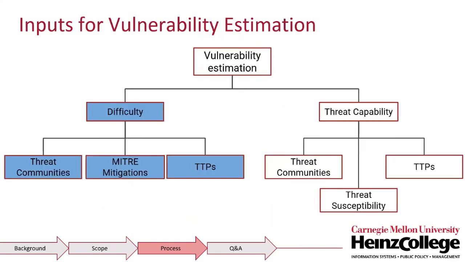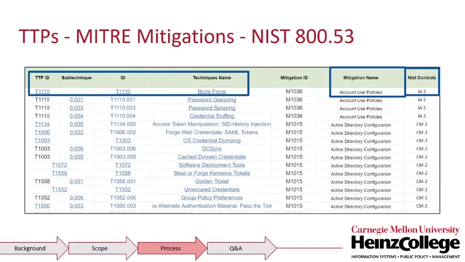Okay, so the left side of the ontology illustrates the inputs used to estimate the difficulty factor, while the right-hand side shows the inputs to estimate the threat capability. I will first start by explaining how we estimated the difficulty factor as presented in the blue boxes. Adversarial techniques are mapped to mitigation techniques using the MITRE ATT&CK framework, as Lucas explained earlier. In our contribution, we have mapped these mitigations to NIST 800-53 controls to have a more specific scope for the organization to follow.